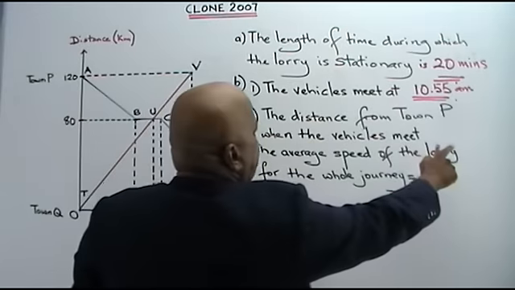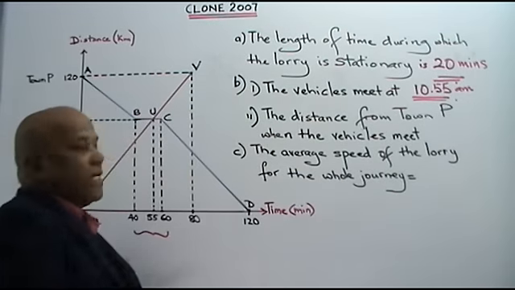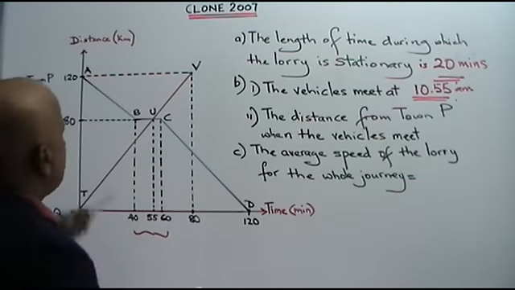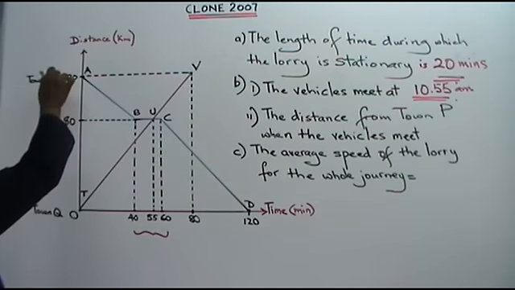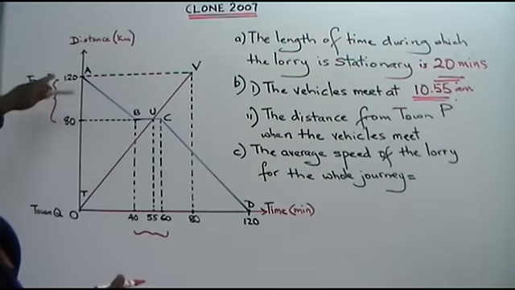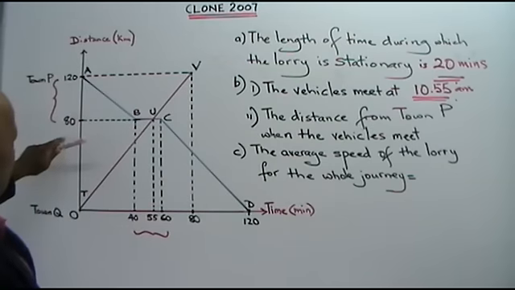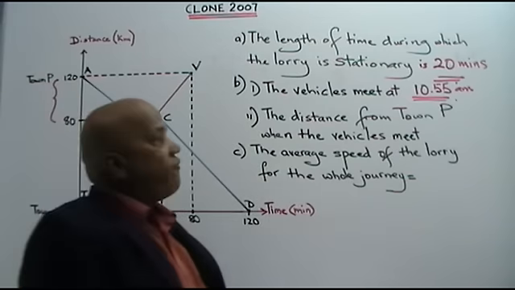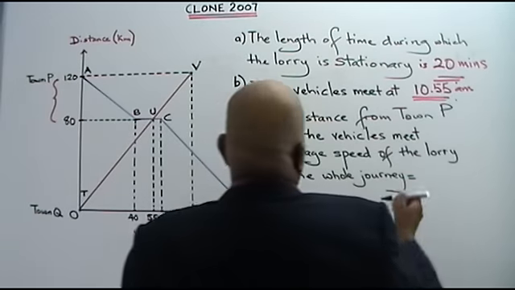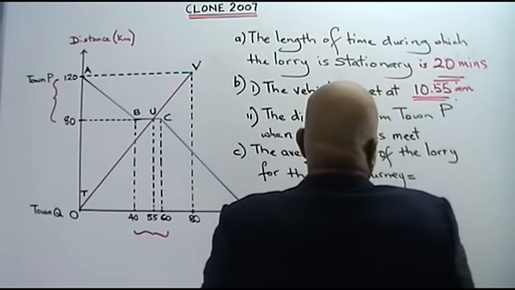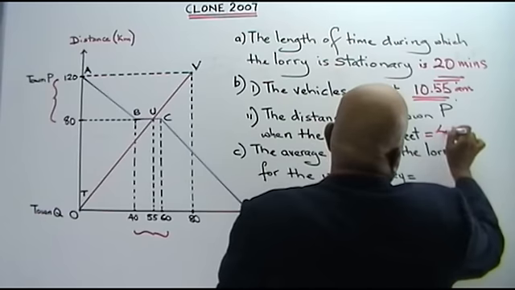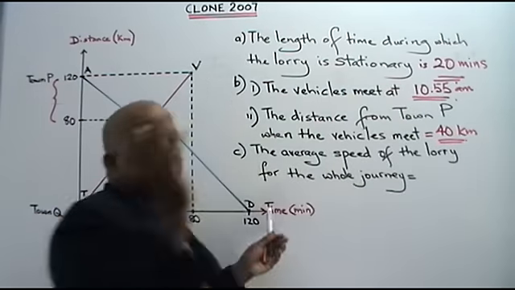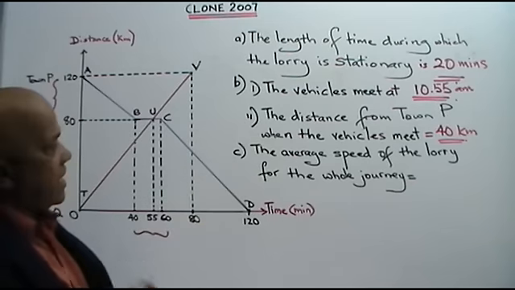Part 2. The distance from town P when the vehicles meet. See, the vehicles meet here. The distance from town P is this distance. 120 minus 80 is 40 kilometers. The answer is 40 kilometers. This is the answer. Very, very simple.